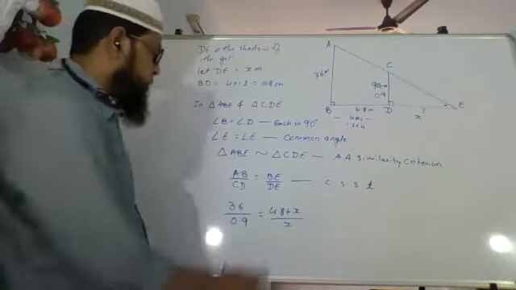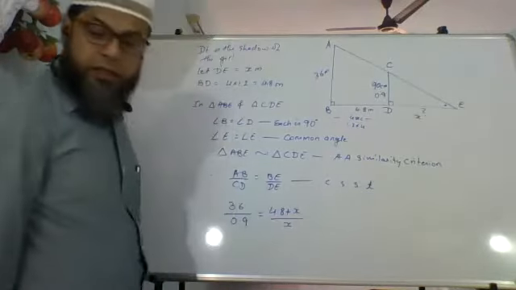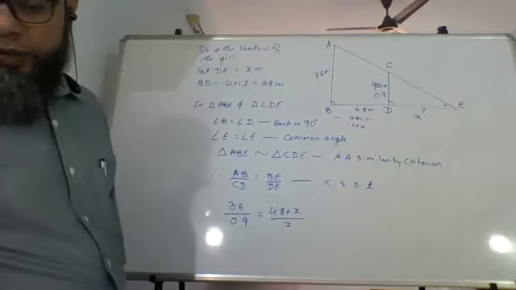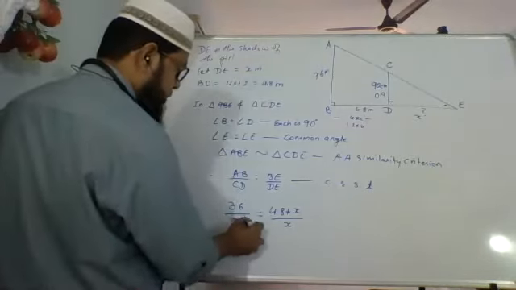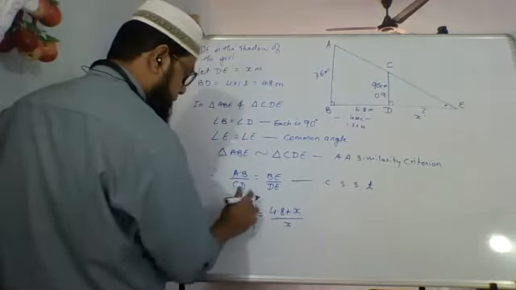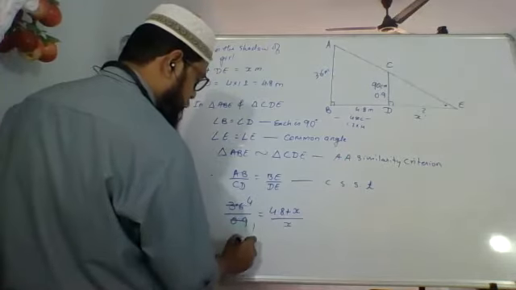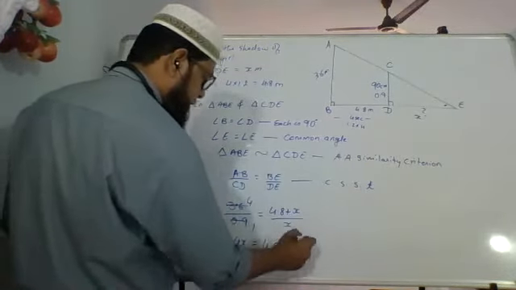Okay, so bring this X this side, bring this 0.9 this side. When you multiply, what do we get? Or rather, I can divide this. 0.9 ones are, 0.9 fours are. Okay, and bring this X this side. So I'll get 4X equals to 4.8 plus X.